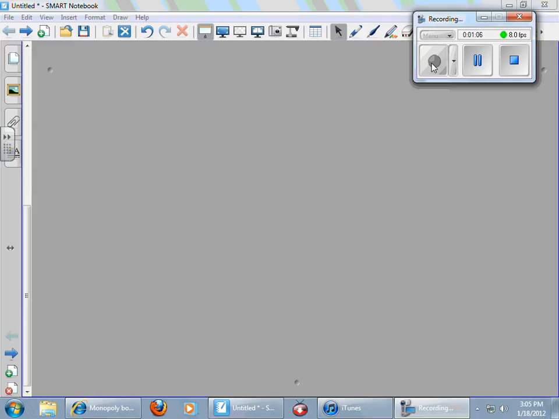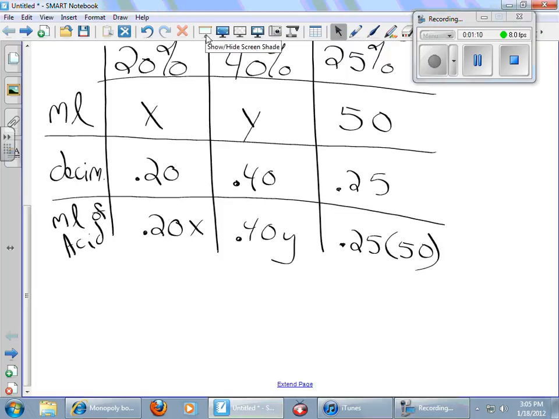Okay, if you've unpaused, now you're ready to see part of the solution. I'll just show you my table. There it is. I have the 20% column, a 40% column, and a 25% column. I have milliliters, decimal, and the milliliters of acid. I fill in X for the unknown amount of the 20% bottle, Y the unknown, and together they must make 50 milliliters. My percents as decimals are 0.20, 0.40, and 0.25.